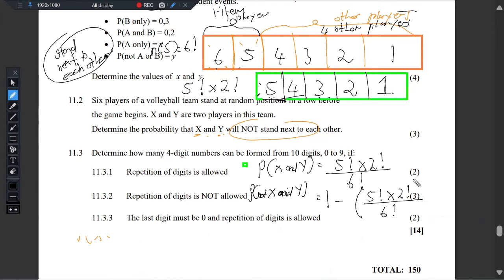So over 6 factorial. Now this is where you say 1, and then you punch this into your calculator. So you want to punch 5 factorial times 2 factorial over 6 factorial. Then that gives you 1 over 3. Now if you say 1 minus 1 over 3, this will give you 2 over 3, right? So the probability that X and Y will not stand next to each other is 2 over 3. So that's how you were supposed to go about tackling that question. So it's all a concept of complementary events.